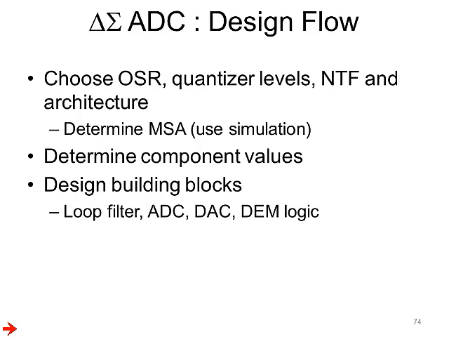So the design flow of a delta sigma ADC would be to choose the oversampling ratio, the number of levels, the noise transfer function, and the architecture, and determine the maximum stable amplitude using simulation. One would then go ahead and determine the component values and design the building blocks of the modulator, namely the loop filter, the ADC, the DAC, and the DEM logic.